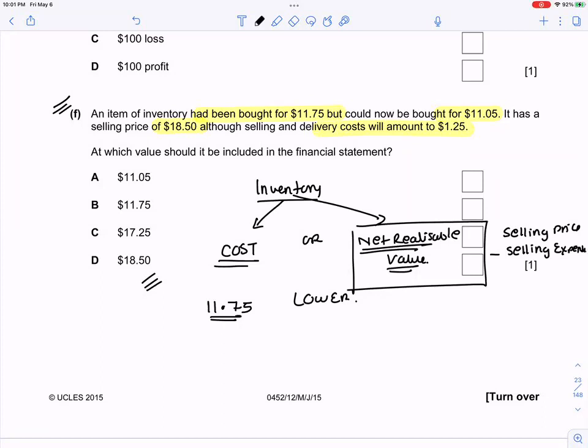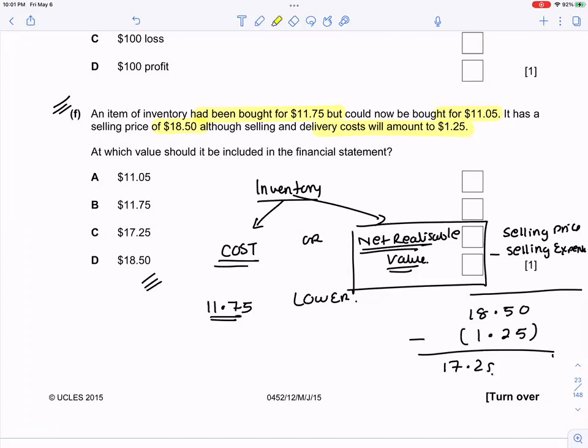That means the expenses that you incur to sell the product. Okay? The selling price is 18.50 and selling delivery is 1.25. So we have to minus that. But that'll be higher than the cost, then? Yeah, so you have to compare. So 18.50 minus 1.25 is 17.25.